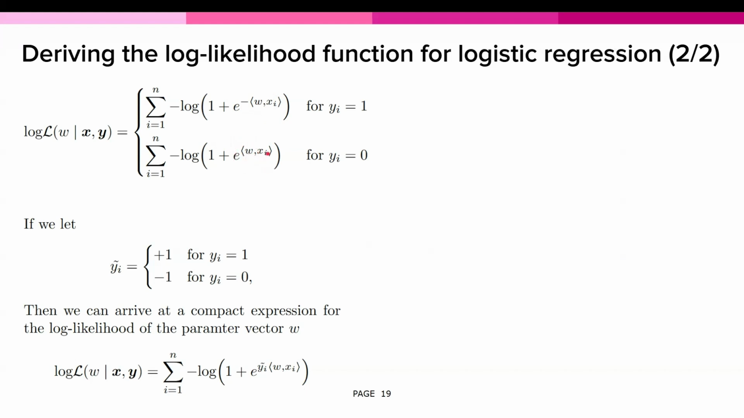And when the outcome is 0, it involves the exponent raised to the positive power of the linear combination. So we can actually unify these cases by introducing a new variable, tilde yi. That's going to be 1 when y is 1 and -1 when y is 0. If we do that, we can rewrite the log likelihood in a single compact form. Now, regardless of the outcome, the log likelihood is expressed as a summation over all observations, a single expression that applies to all data points.